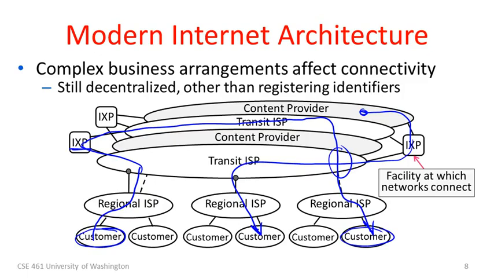So the internet has gotten a lot more complex in terms of the many business arrangements which affect the flow of traffic, the connectivity between things. In other respects, it's really quite similar. It's still quite decentralized. All of these different networks are operated independently and they can run largely without one another beyond an initial step of simply registering identifiers to get going and owning your internet address space.